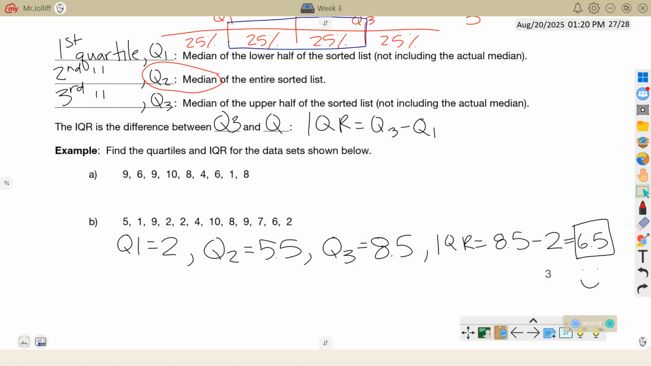Right, so this is where we left off yesterday. I see some nodding. Perfect.